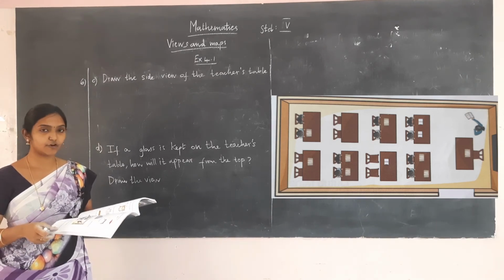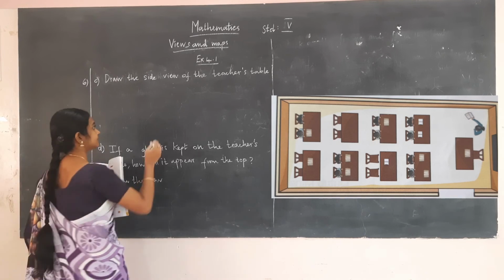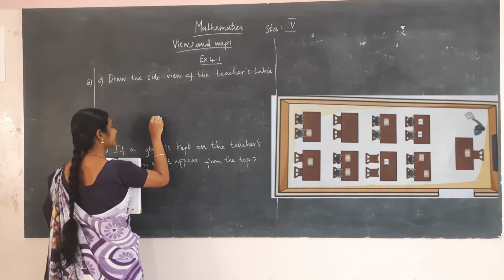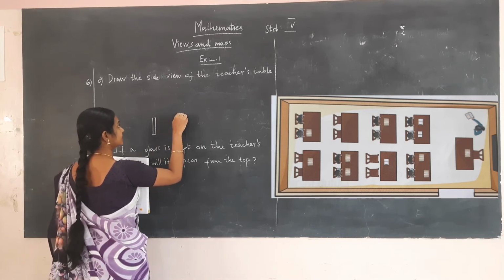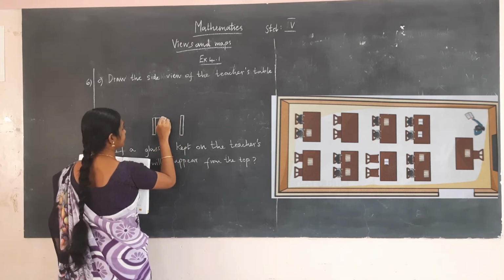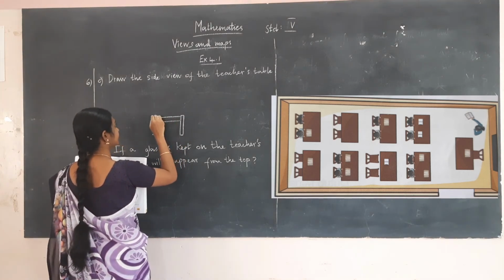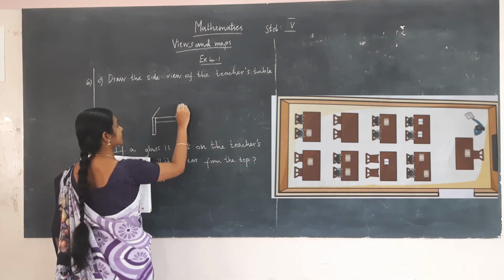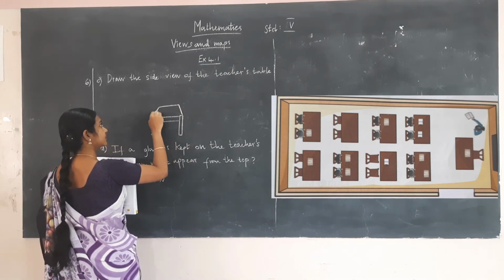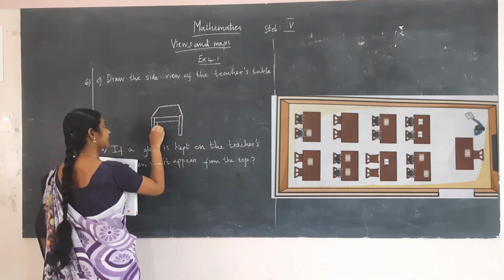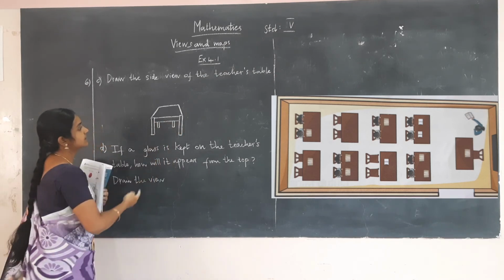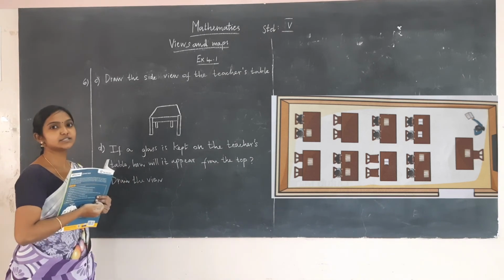Draw the side view of the teacher's table. This will be the legs of the table. This will be the side view of the teacher's table.